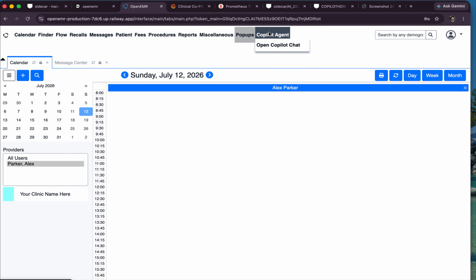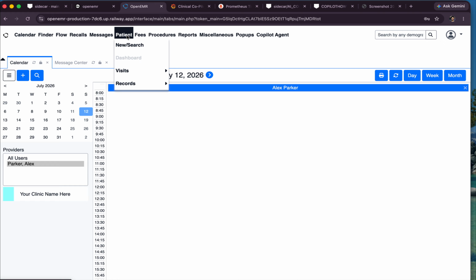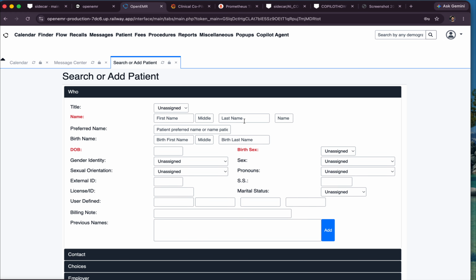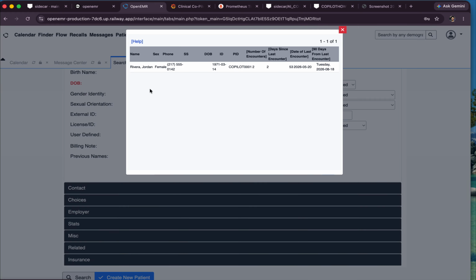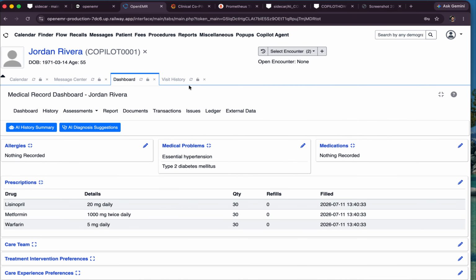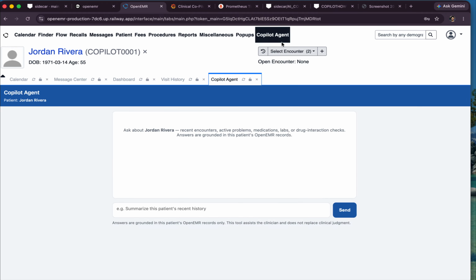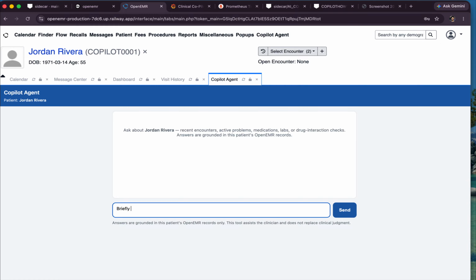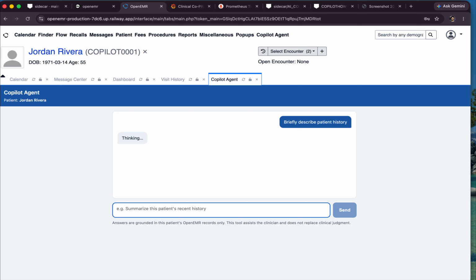over. So how we operate here is we look at the patient, we search for a patient, say okay, so we have Jordan Rivera here that we can use. Okay, and now that her chart is open, we can go to our CoPilot agent. And this is the basic function: describe the patient history, pull up whatever patient information.